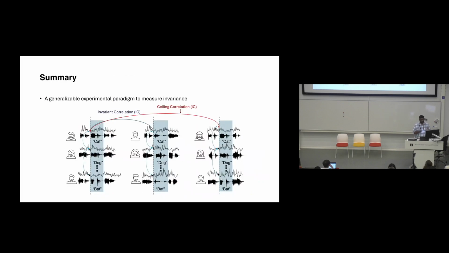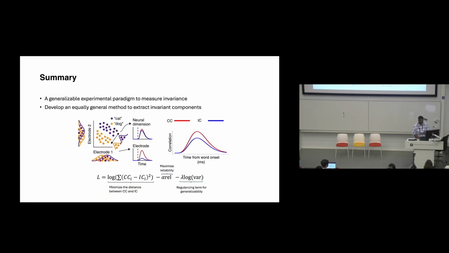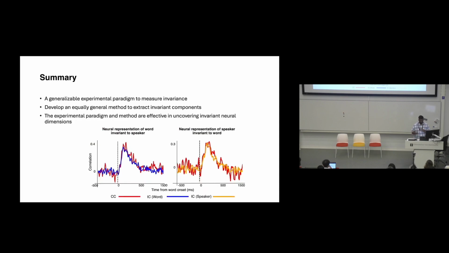Now, just a quick summary before I go into future directions. We have this generalizable experimental paradigm to measure invariance, and it's important to note that we are interested in studying speaker and word representations, but this is a completely generalizable method which can be used for any form of invariance. Similarly, we have an equally generalizable method to extract these invariant components, not specific to word or speaker representations, which can be used for any kind of invariance. And finally, using this experimental paradigm and method, we're able to effectively uncover strong invariant neural dimensions in both cases for representations of words and speakers.